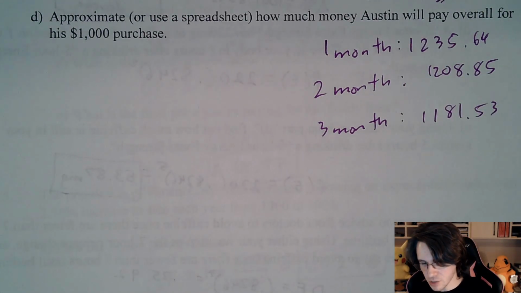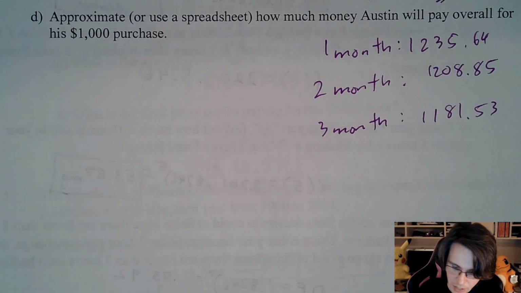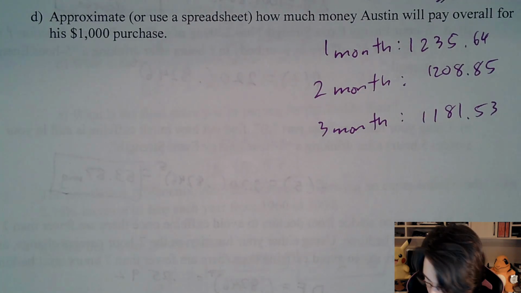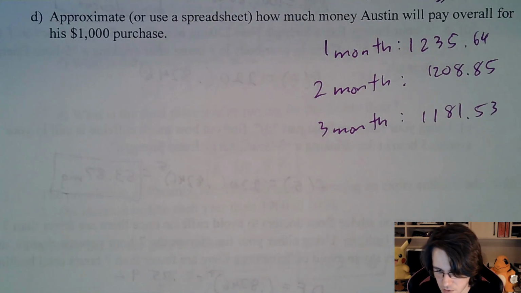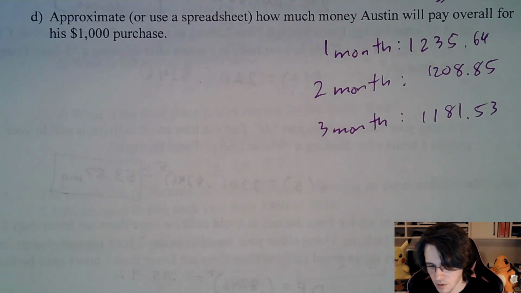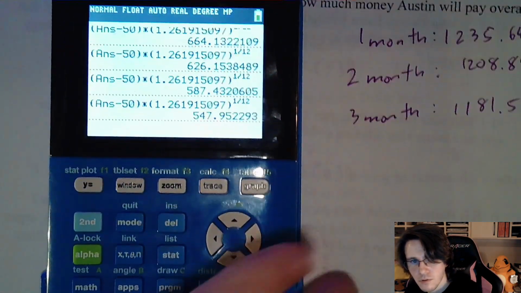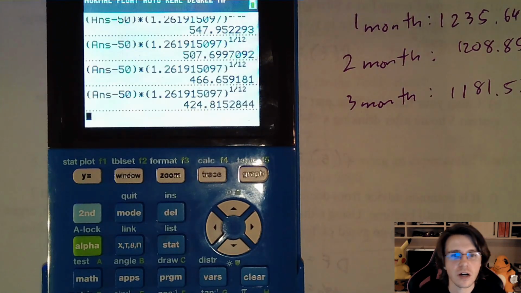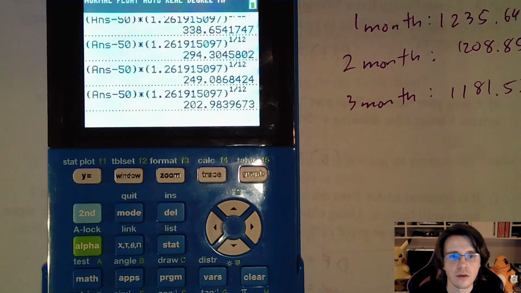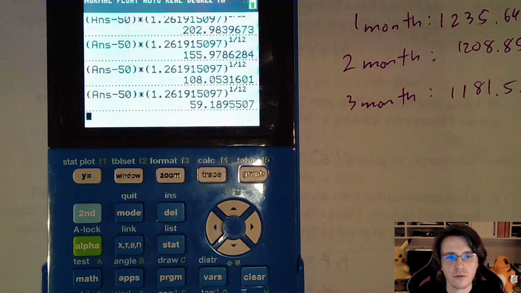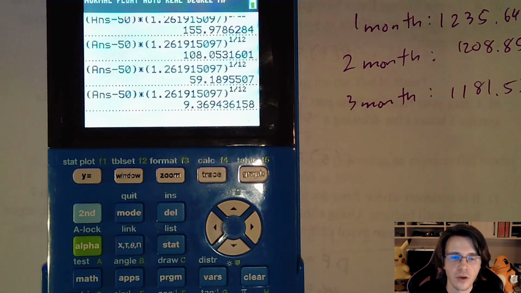But the point is you would have to continuously hit enter on your calculator or use a spreadsheet to figure out how many months it is. So that was actually 3, 4, 5, 6, 7, 8, 9, 10, 11, 12, 13, 14, 15, 16, 17, 18, 19, 20, 21, 22, 23, 24, 25, 26, 27, 28, 29, 30, 31, 32, 33, 34. 34 months plus another $9.